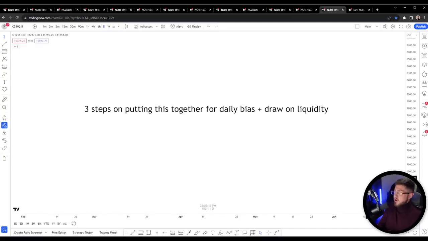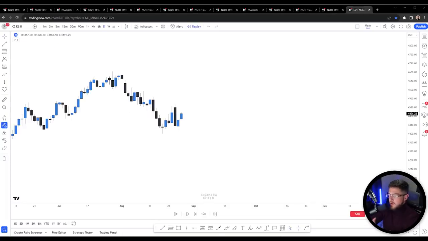Now, let's go ahead and get started on the three steps on how to put this together in a mechanical way to establish bias and find your draw on liquidity. Okay, so now let's get started on the three steps on actually putting this together for your strategy.